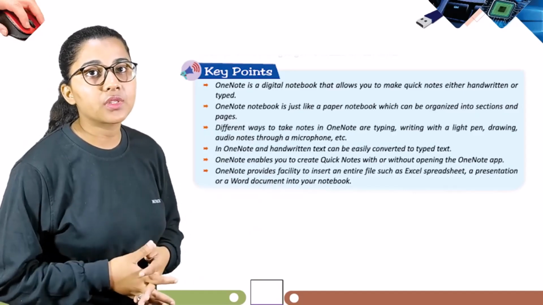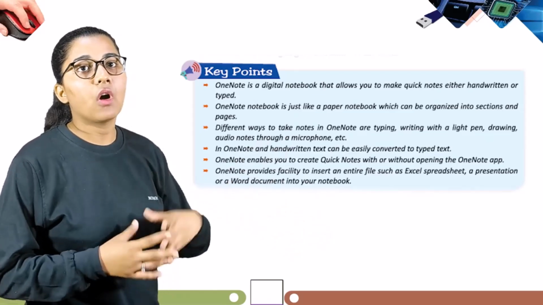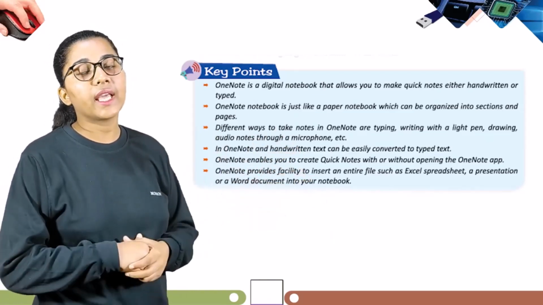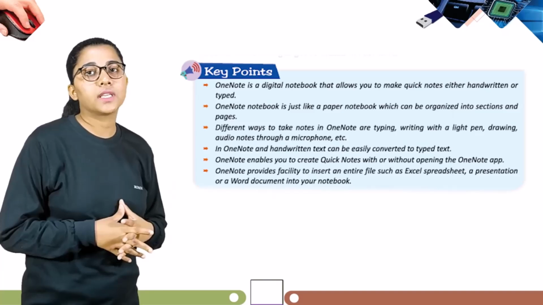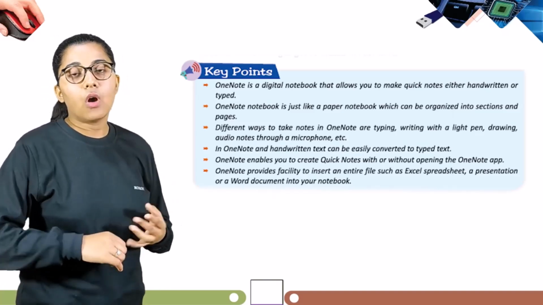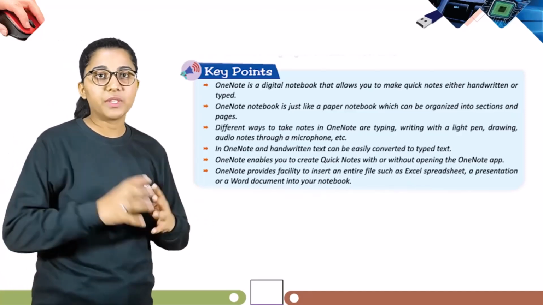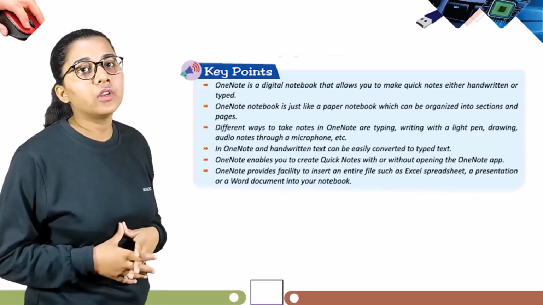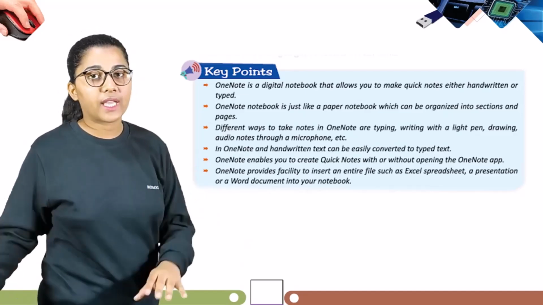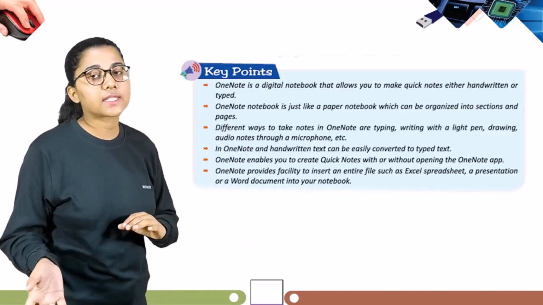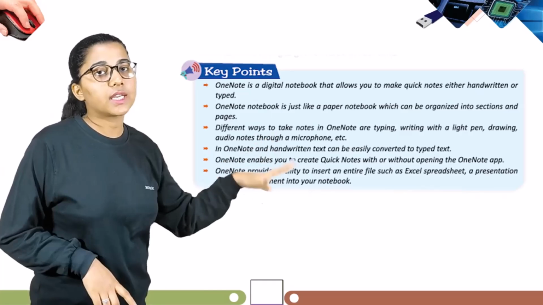Different ways to take notes in OneNote are typing, writing with the light pen, drawing, audio notes through a microphone, and so on. So students, OneNote में हम डिफरेंट तरीके से नोट्स लिख सकते हैं, जैसे कि टाइपिंग, और हम अपने वॉइस रिकॉर्ड भी कर सकते हैं with microphones and via pictures. Now next, in OneNote, handwritten text can be easily converted to typed text. OneNote में अगर हमने कोई टेक्स्ट या कोई भी नोट अपना हाथ से लिखा है तो हम उसको रियल टेक्स्ट में भी कन्वर्ट कर सकते हैं.